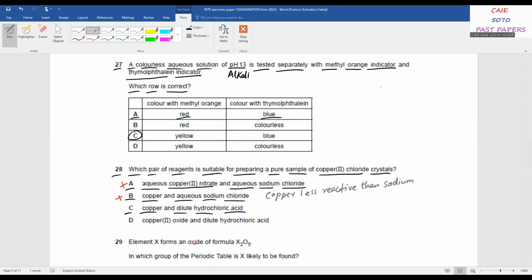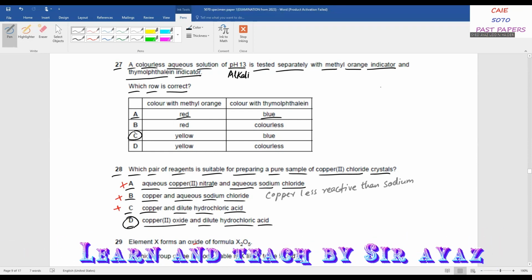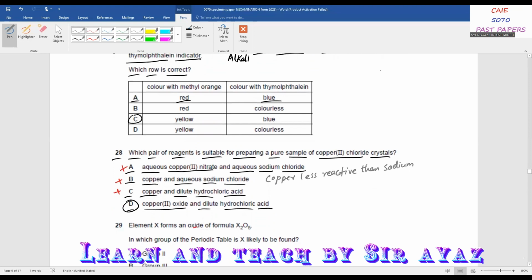Statement number D. Copper(II) oxide and dilute hydrochloric acid. This is the only correct statement here. You can prepare copper(II) chloride by reacting copper(II) oxide with dilute hydrochloric acid.